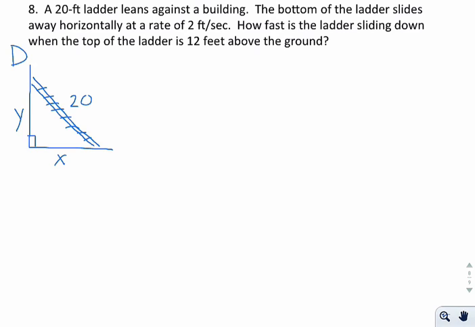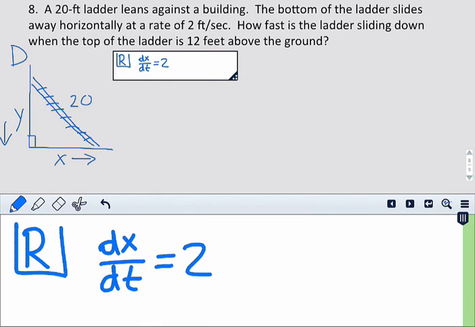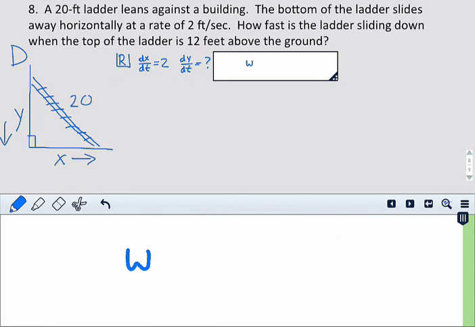Now we always want to label this with variables, and we also notice that x is going to be sliding away from the wall, and if that happens, we're going to get our y also decreasing. It's going to slide down the wall. So next, our rates. The bottom of the ladder slides away horizontally at a rate of 2 feet per second. So that's going to be dx over dt. That's going to be 2. And we want to be able to find dy dt, or how fast it is sliding down the wall. And we want to do this when it's 12 feet above the ground. So in this case, when y equals 12.